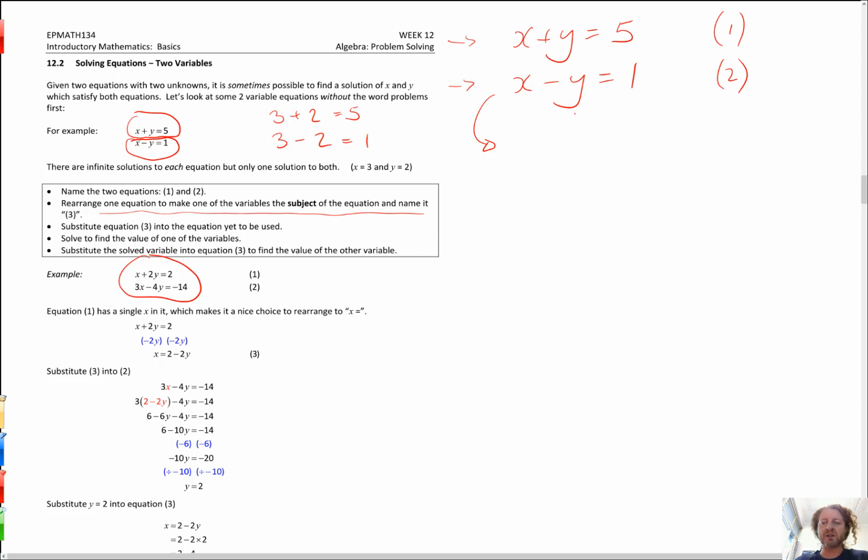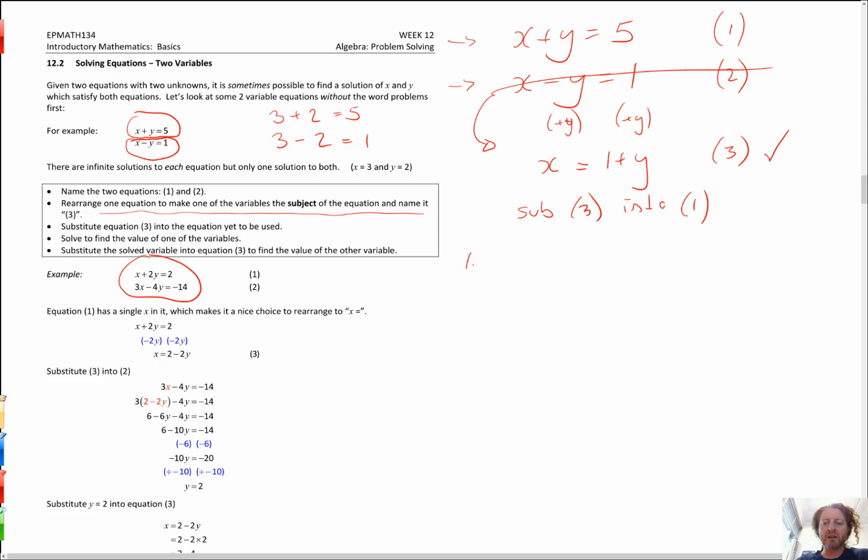Because if I add y to both sides, minus y plus y, well, it's gone. And I get x equals 1 plus y. That'll do. I'm going to call it equation 3. So then it says substitute equation 3, the one we've just done, into the equation yet to be used, which in this case I haven't used equation 1 yet. So I'm going to sub 3 into 1. Because equation 2 I've used. Really equation 2 is equation 3, it's just rearranged. Okay, sub 3 into 1.